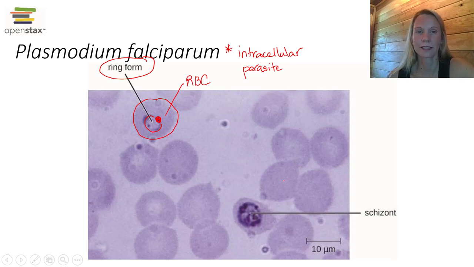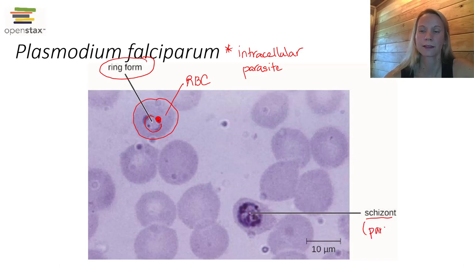It replicates inside of the red blood cells. Down below here, we're seeing that replication occur, where we get lots and lots of these nuclei forming, and we call that a schizont. And that's basically showing that the parasite is replicating inside here.